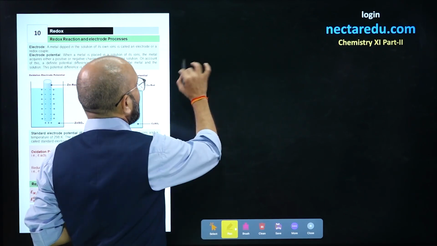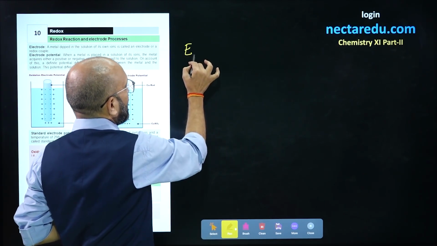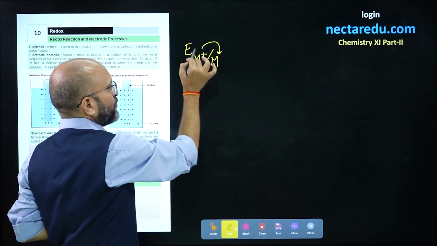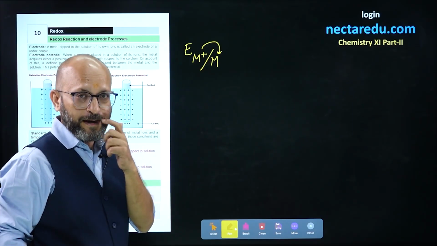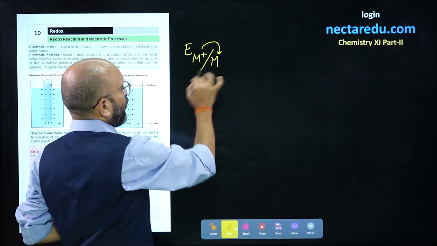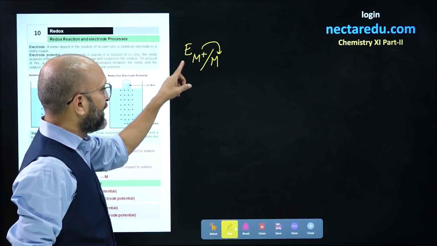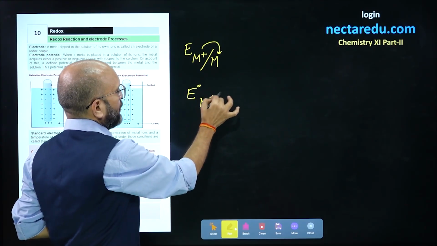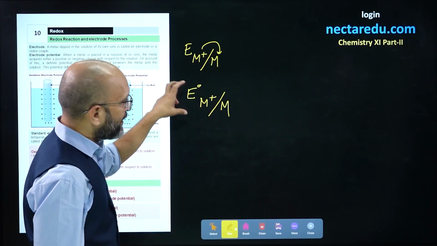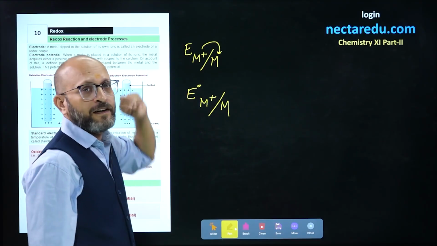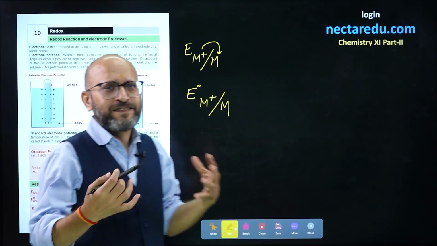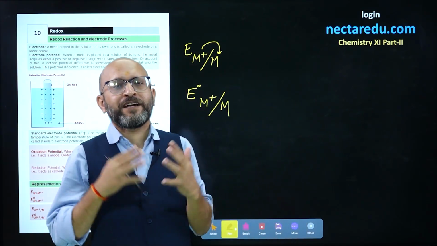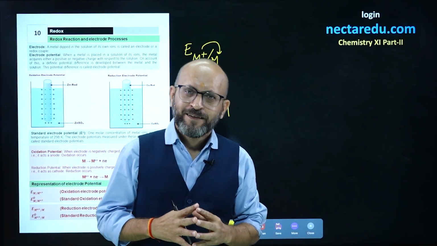Similarly, you can write reduction potential. Reduction potential I can write as M⁺ to M, gain of electron, right? So gain of electrons, from positive to neutral. Under normal condition, I will write reduction potential like this, and under standard condition, I will write E° M⁺ to M. So this is standard reduction potential, and this is reduction potential in general. These are a few basic terms which each individual should know before moving ahead in the electrochemistry chapter. Thank you.